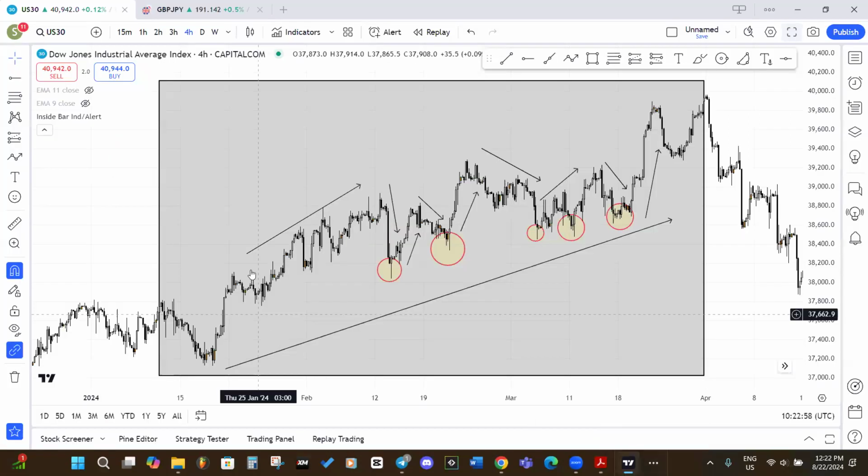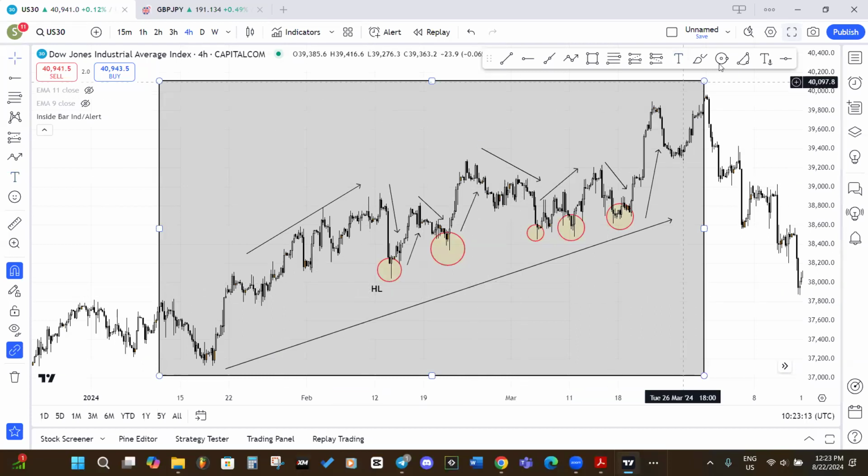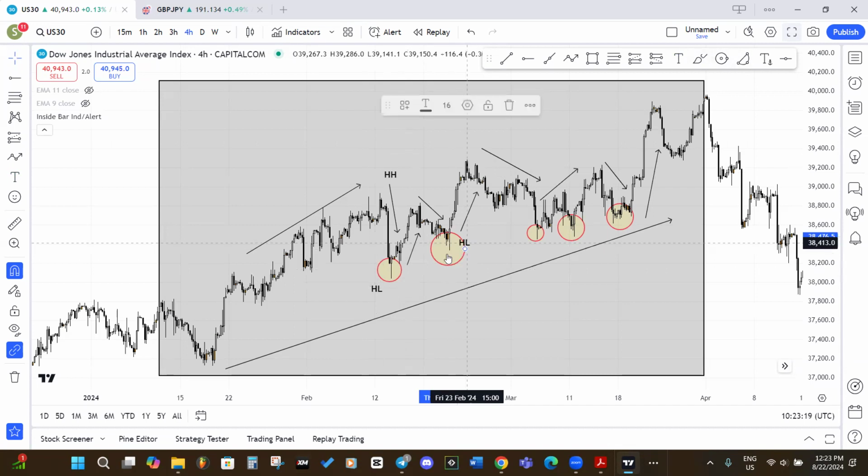Because I told you that the market forms higher highs, higher lows, higher highs, higher lows. So we're always buying where? At a higher low. Let me just write this. Higher low, then higher high, higher low, higher low.